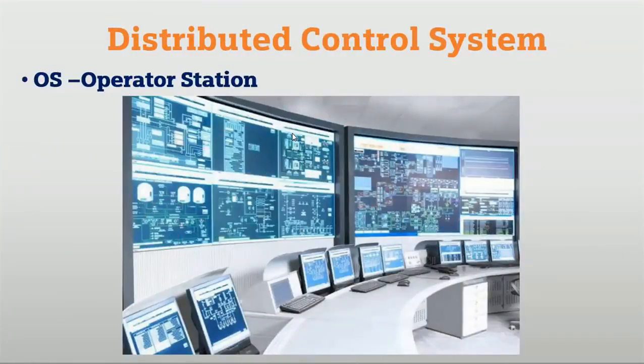So this will be the operating station. Different stations can be placed, and from the stations we can monitor the process in real time, and different screens provide a graphical representation of the process. With trends, alarms and process parameters we can monitor from this operating station.